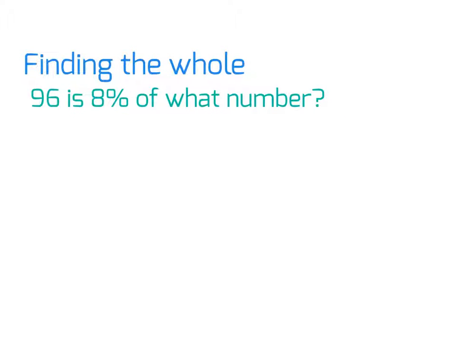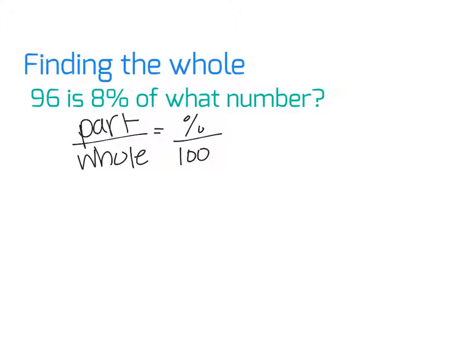So now let's look at finding the whole. If we have the problem 96 is 8% of what number? If we're going to set up a proportion, let's think about the way that the proportion should be set up. So we know it's going to be part over whole equals percent over 100. We know part can be indicated by the word "is" and whole can be indicated by the word "of." So then to set this up, I have "of what number."